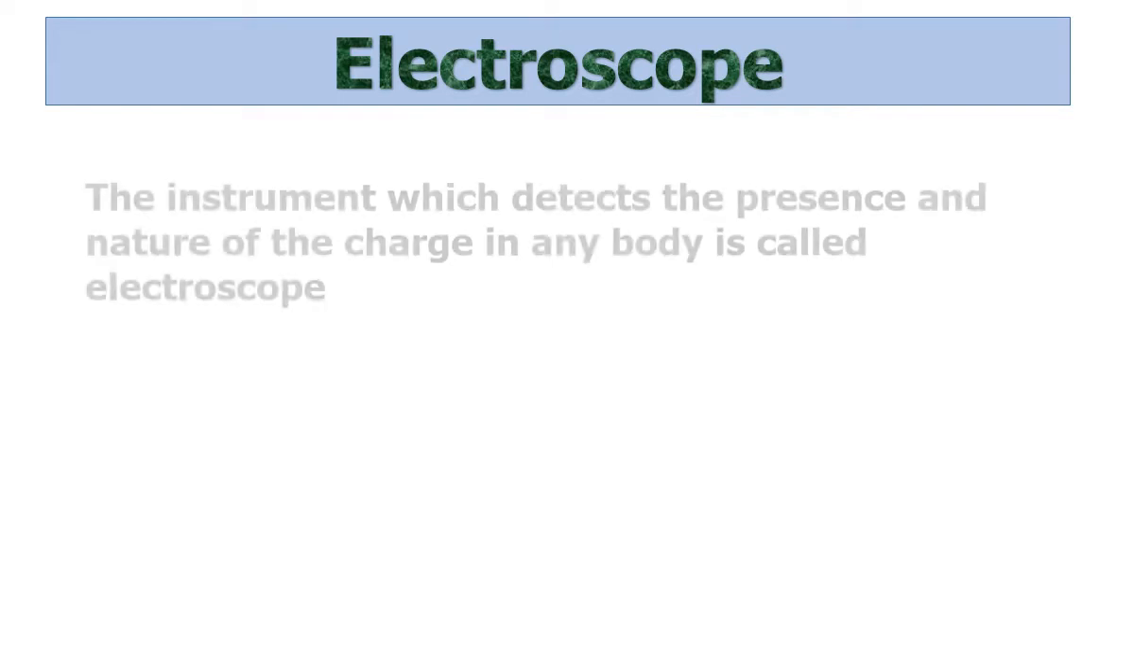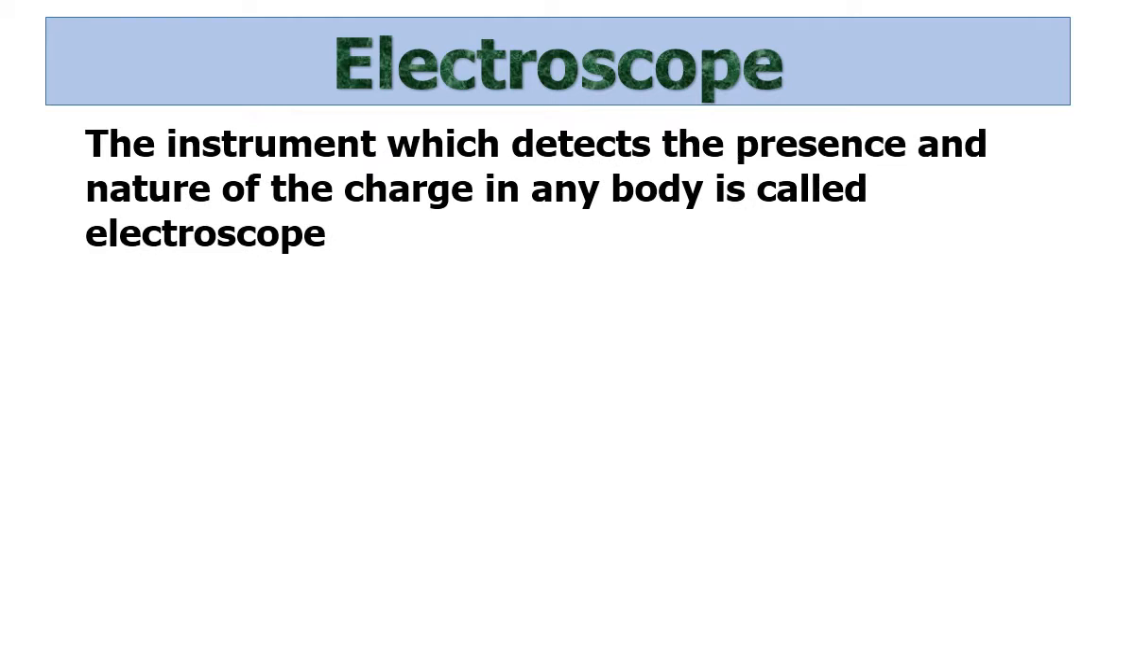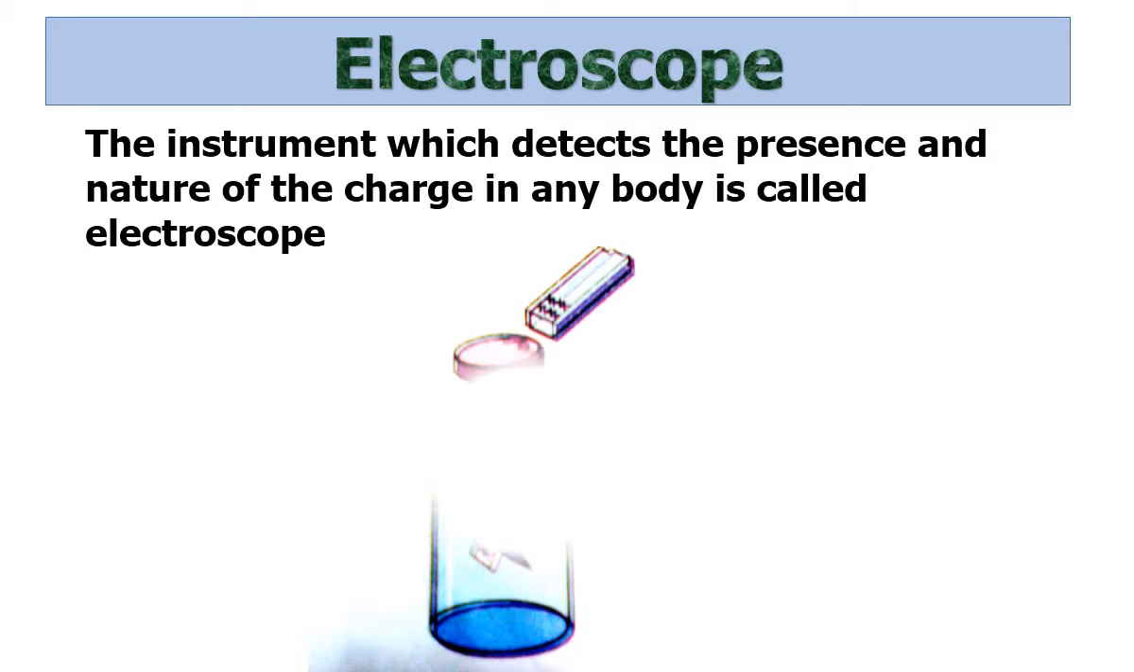Now I am going to talk about the electroscope. The instrument which detects the presence and nature of charge in any body is called an electroscope. You can see the electroscope here. It is also known as a gold leaf electroscope.